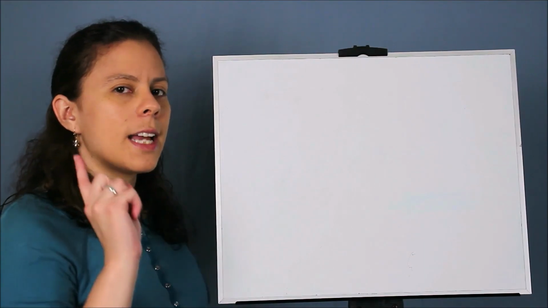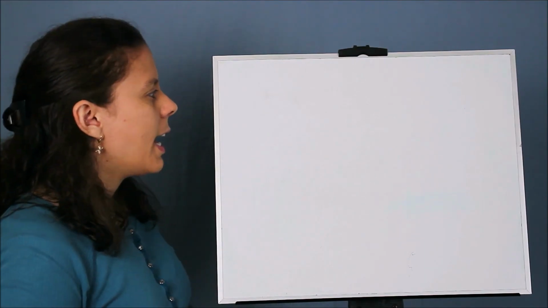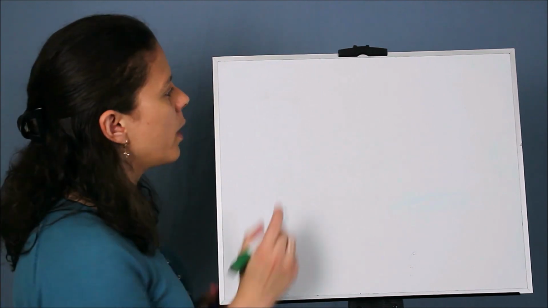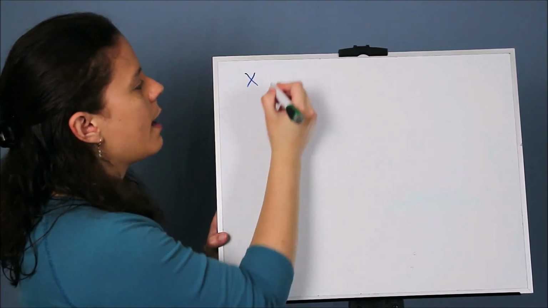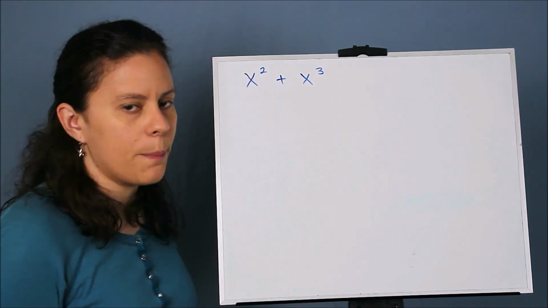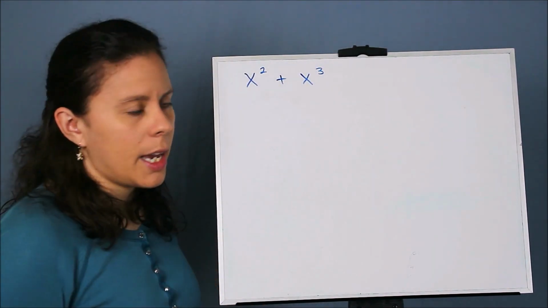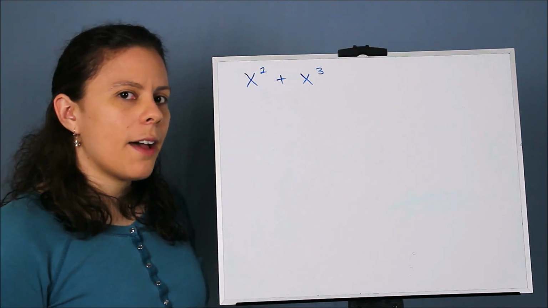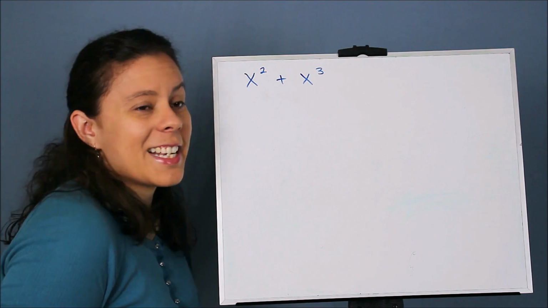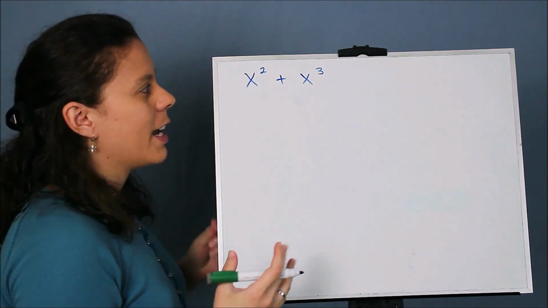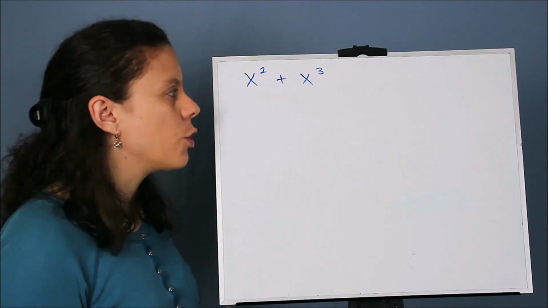Alright, so first let's establish one rule that I see a lot of my students doing, and I just want to clarify this real quick. Let's suppose that we have x squared plus x to the third power, or minus x to the third power. A lot of my students have the instinct to just go ahead and add the exponents, and that is incorrect, and I'm going to show you why.